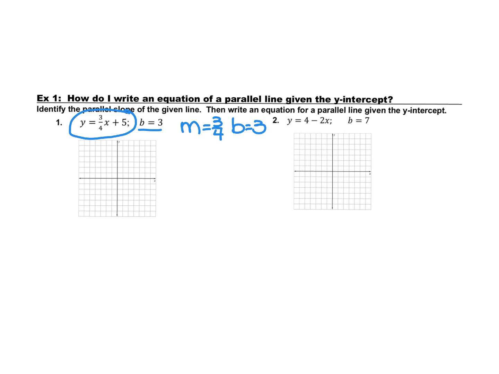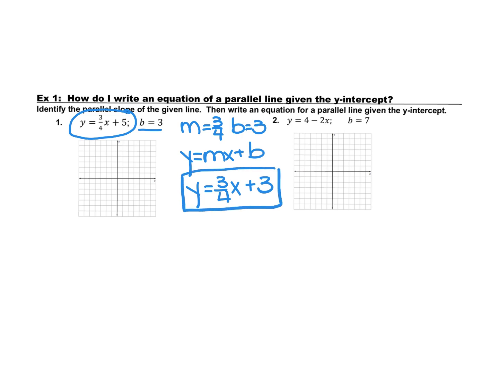So let's go ahead and write our new equation. And remember, we have y is equal to mx plus b, and we're plugging in the slope and plugging in the y-intercept. So our new equation is going to be y is equal to 3/4 x plus 3. I put the graph down below here so that we'd be able to see what has just happened there, why we were writing it like we did.